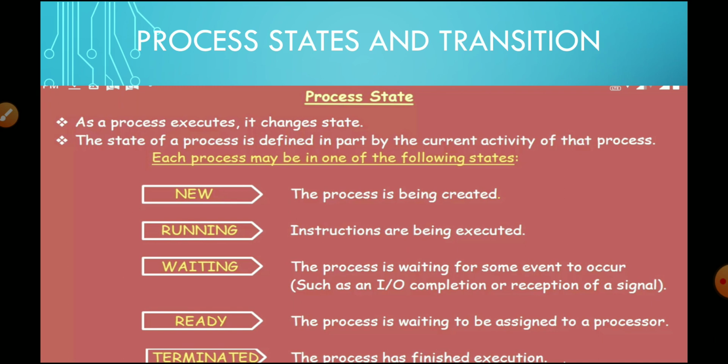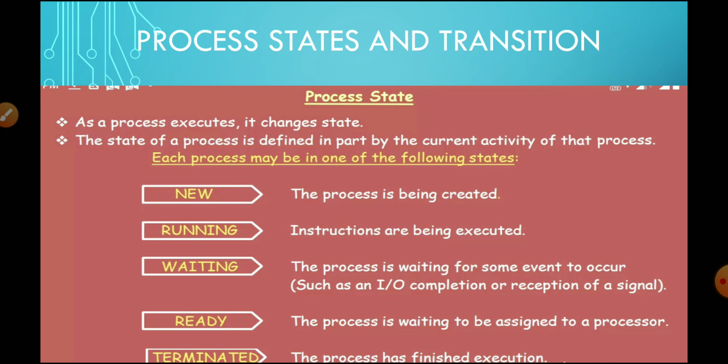Now the other state is the waiting state. The process is waiting for some other event to occur, such as an IO completion. Some IO operation has to be completed, so the process has to wait for the IO operation to complete. At that moment the process is in the waiting state.